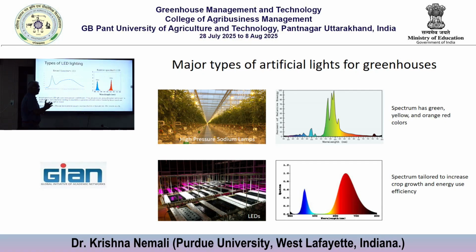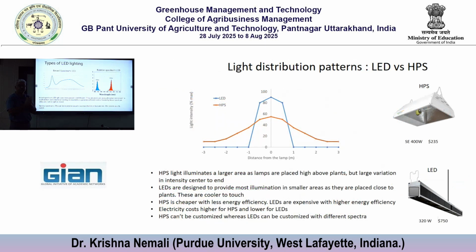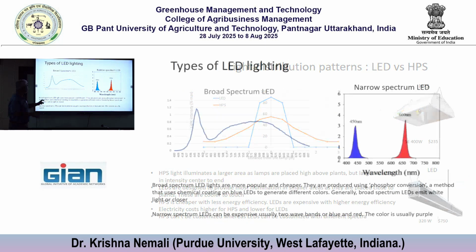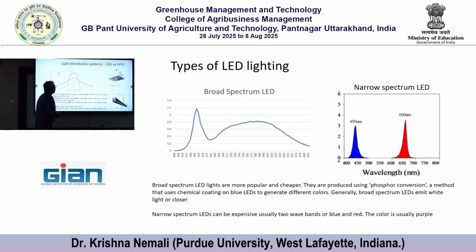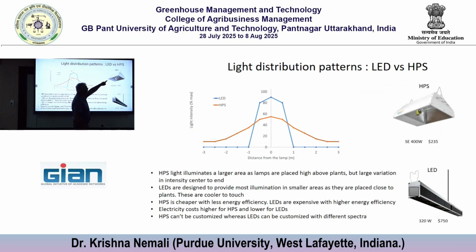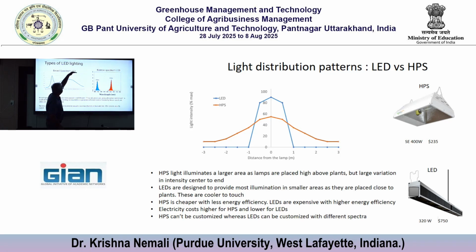All right. So some more information about HPS and LEDs. So this is how that HPS light fixture looks. This is what is hung up at the top of the greenhouse. This is how the LED bars look. Some examples. But look at this graph. What is this graph telling you? Let's say you have this light fixture right here.